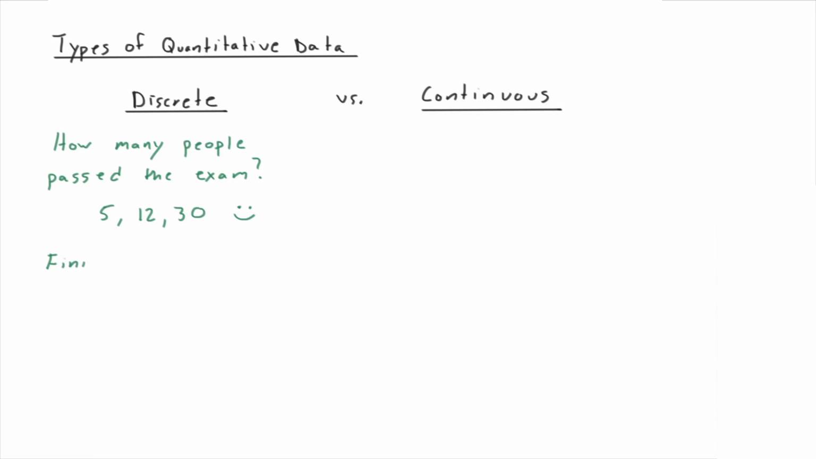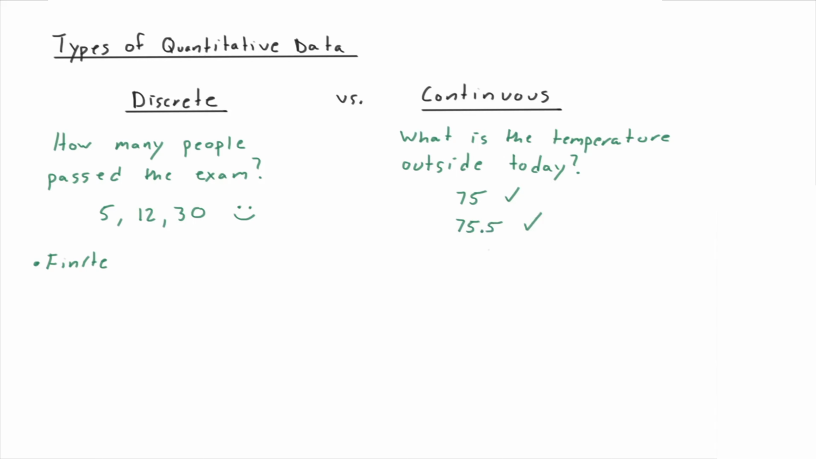We call that discrete. On the other hand, if you asked, what is the temperature outside today? That would be a continuous variable because you can keep getting more and more precise, at least relative to how sophisticated your thermometer is, right? Like 75 degrees versus 75.5 versus 75.55 or 75.55555, and so on and so on.